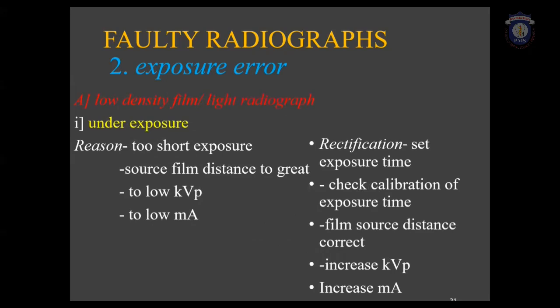A low density or a light radiograph. This can occur due to underexposure. That is, the exposure time is too short, the source to film distance is very high, the kilovolt, the kVp is much lower, or the milliampere is much reduced. So to rectify all this, the adequate time of exposure should be there. Source to film distance should be adequate. The kilovolt and the milliampere should be as per the requirements.